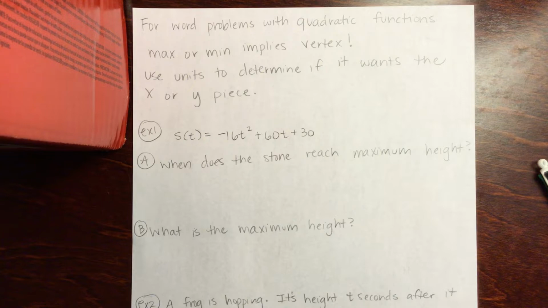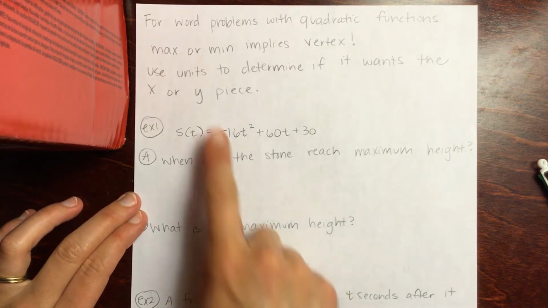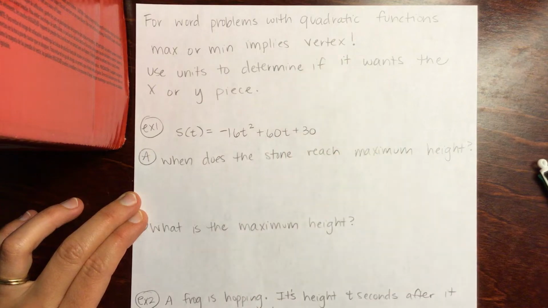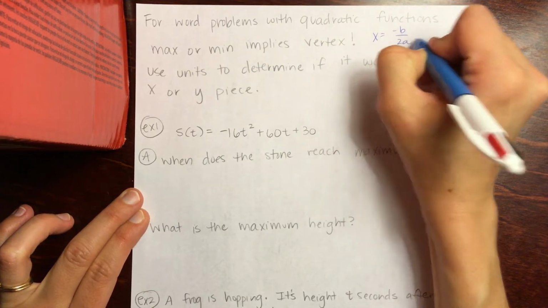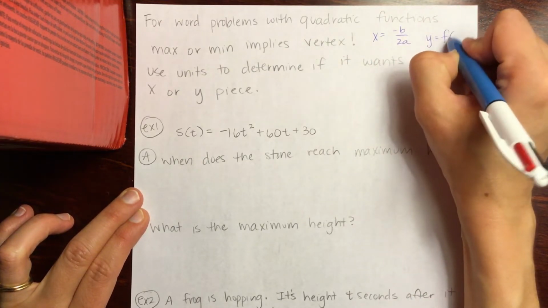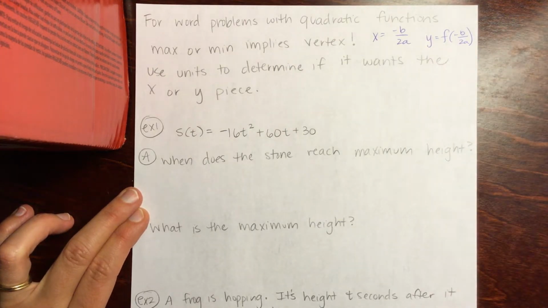For word problems that talk about quadratic functions, meaning they have an x squared in them as their highest degree, then anytime you see the words max or min, that means we're looking for the vertex. Reminder for the vertex, the x piece would be negative b over 2a, and the y piece, you have to sub that fraction into your equation to find the y piece.